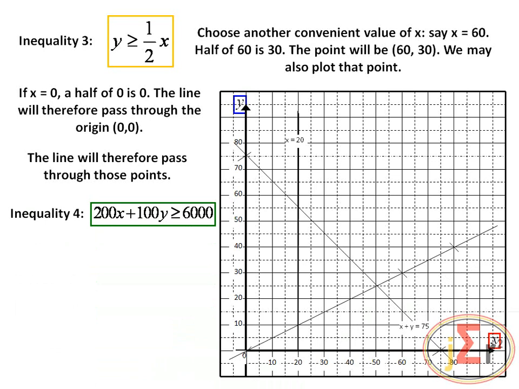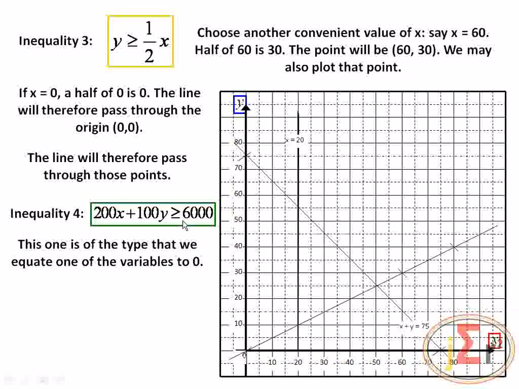20x plus 100y is greater than or equal to 6,000. The associated line is of a familiar nature. Of course, the x and y are on the left hand side and the constant is on the right. And in this case, we usually equate x to 0, find the equivalent value of y. So this one is of the type that we equate one of the variables to 0.